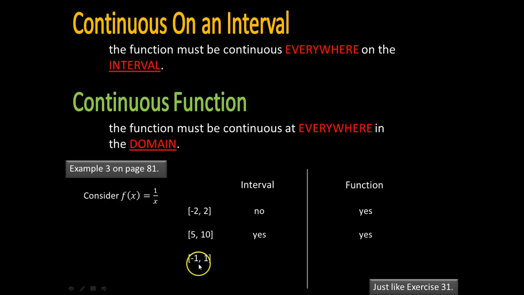And let's look at our last interval here, -1 to 1. Well, -1 to 1 is similar to -2 to 2. It's got a point of discontinuity for this function because, again, we're not continuous at 0, which is included in that interval. So the function is not continuous on the interval -1 to 1. But we do still say it's a continuous function because the place it's not continuous is not in the function's domain. So that's the difference of continuous on an interval versus just being a continuous function.